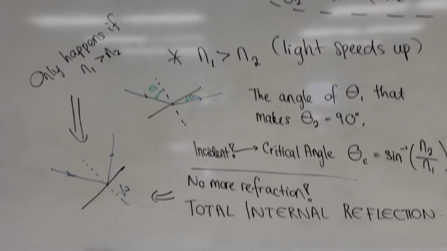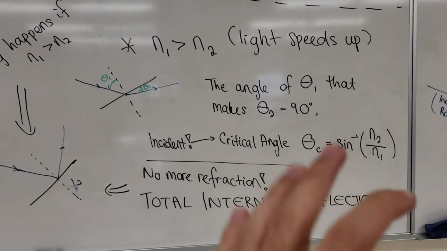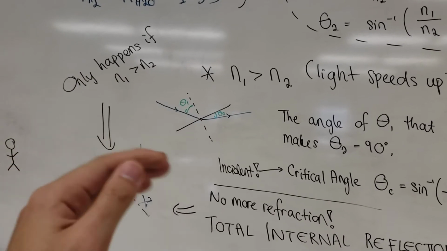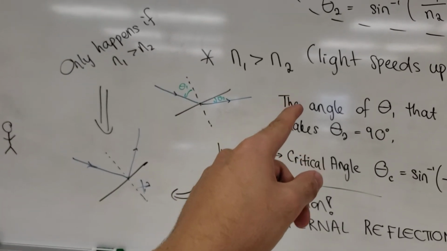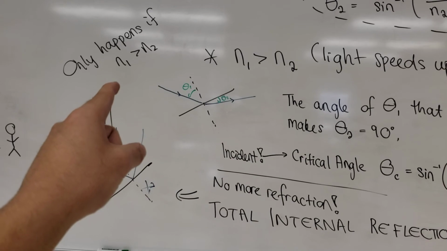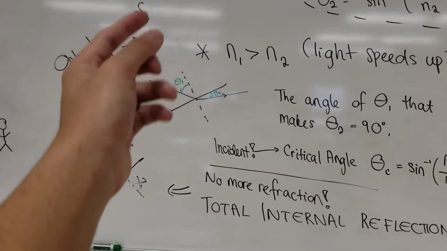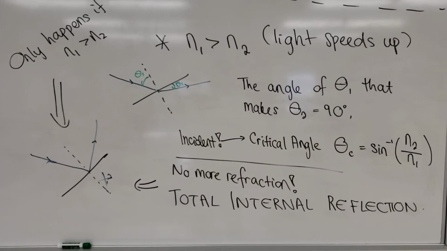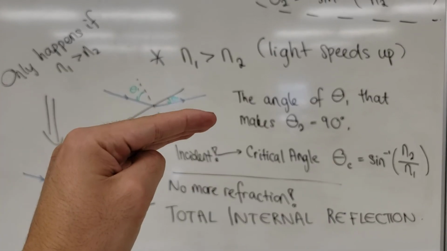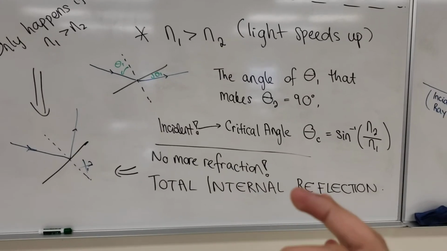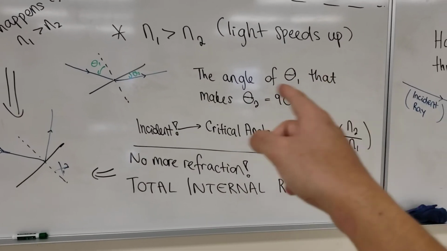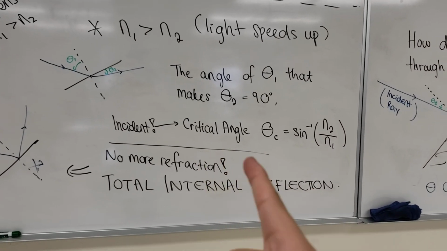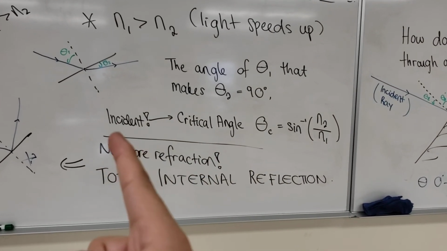I wrote this out over here. So this is only in the case when n1 is greater than n2, so the speed of light will speed up once it goes through the material. Or in other words, when the index of refraction of the incident material is greater than the index of refraction of the refracted material, only in this case do we get this pointing away from the normal. And there is an angle for theta 1 such that the angle theta 2 becomes 90 degrees. That's what we call the critical angle.